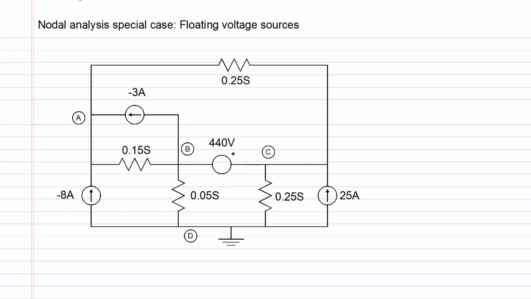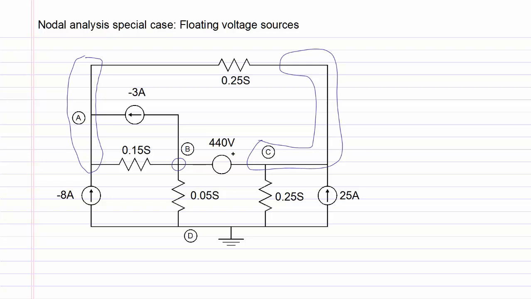The circuit shown has four nodes A, B, C, and D. Node A has four elements connected to it. Node B also has four elements, and similarly node C has four elements connected to it as well. Node D is the reference node and also has four elements connected to it.